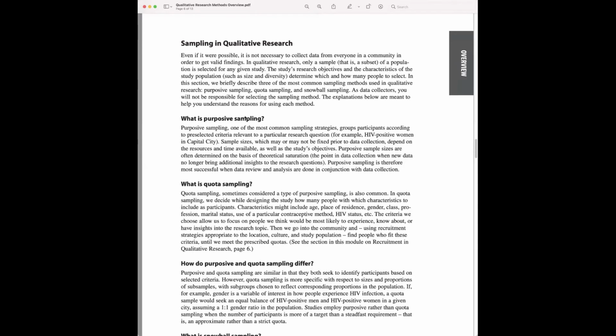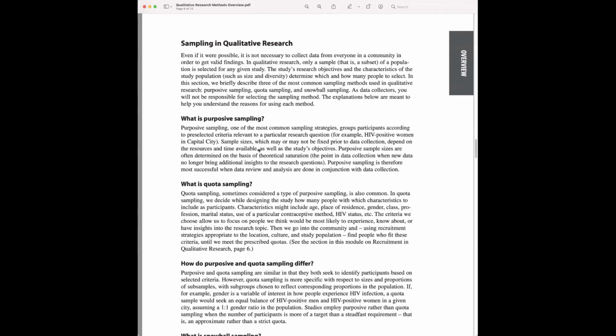People who are selected based on certain criteria. So purposive sampling, one of the most common sampling strategies, groups or selects participants according to pre-selected criteria relevant to the research question you have. For example, HIV positive women in a capital city, so that you are focusing on that. Sample sizes, which may or may not be fixed prior to data collection, depend on the resources and time available.